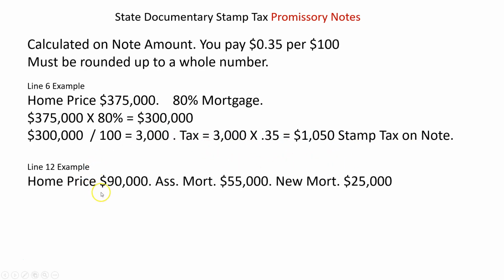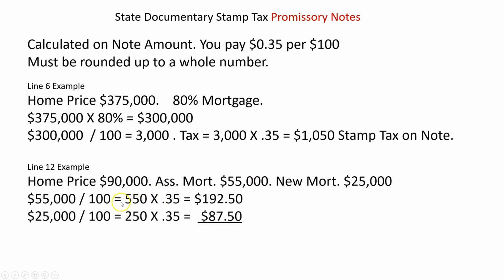And another example here of a home price 90,000 with an assumed mortgage of 55,000, therefore a new mortgage of 25,000. So what we will do in that particular case, we'll work it out twice. First of all, the amount on the first assumed mortgage, and the second on the new mortgage. The total therefore would be 280.